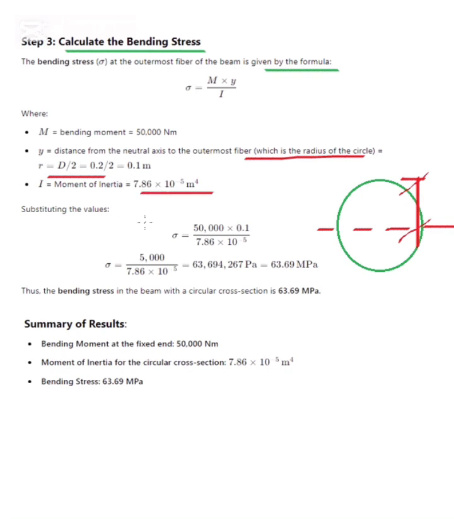The moment of inertia we know. So substituting these values, we get 63.69 MPa. The bending stress is 63.69 MPa. We can compare the rectangular cross section and the circular cross section. Here the bending stress is less in the circular cross section for this cantilever beam.